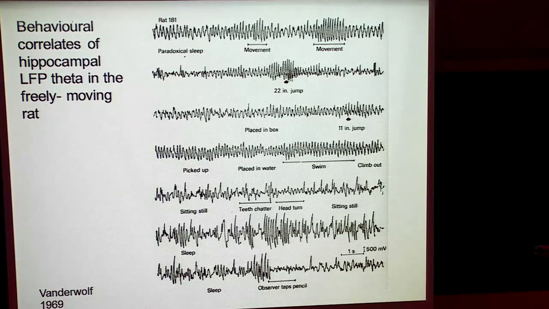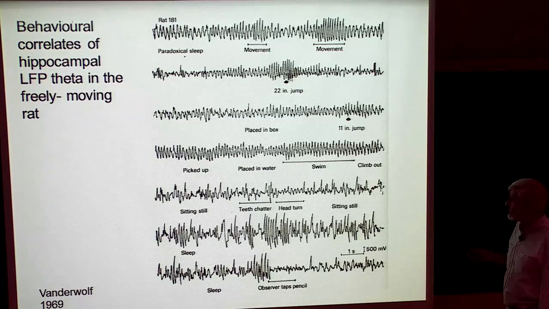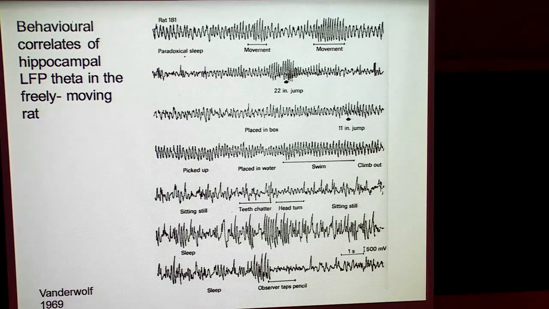So if he's swimming, it doesn't really make any difference how the behavior actually manifests itself in muscle activity, as long as he's moving around. So if he's squirming while you're picking him up, or you're placing him in the water and he swims around, if he jumps out of a box, then you get it doing either a small jump or a large jump. And in fact, there's a relationship between the frequency and amplitude of the theta and the height of the jump. And that was one of the first observations, that there was some relationship between some aspects of this wave and some aspects of movement. It wasn't just a gross correlation. There is a relationship. And in fact, it turns out, and I won't say much about this, that the frequency tends to be a function of speed of movement.